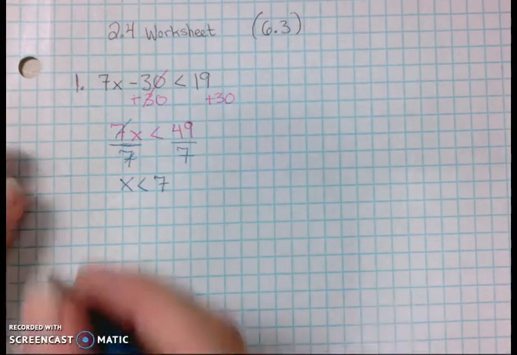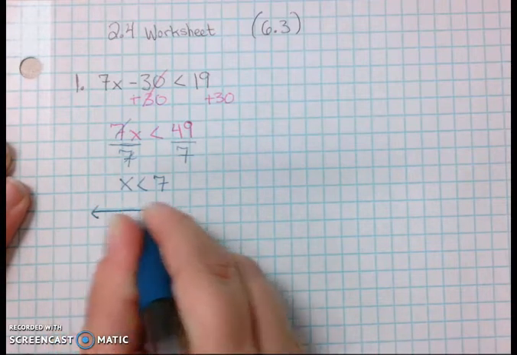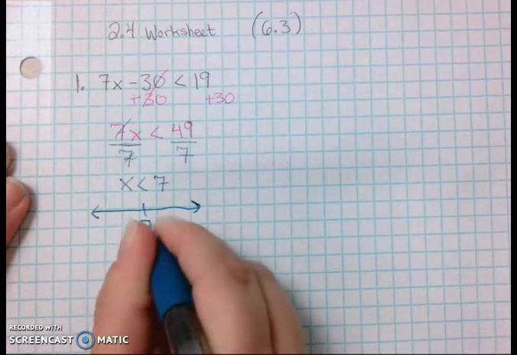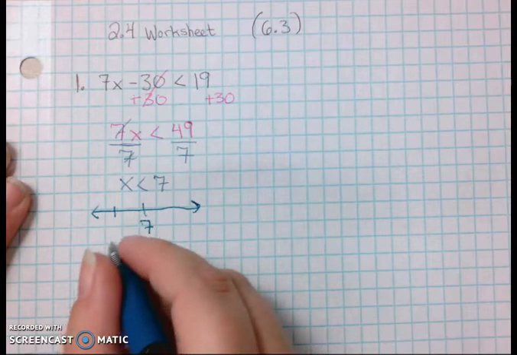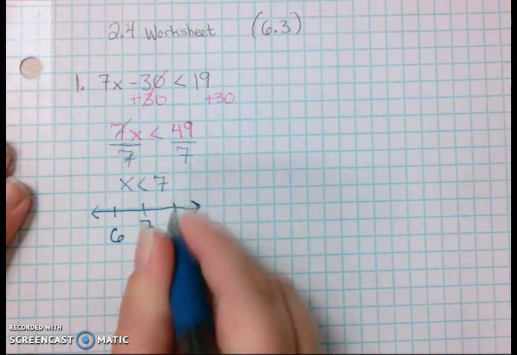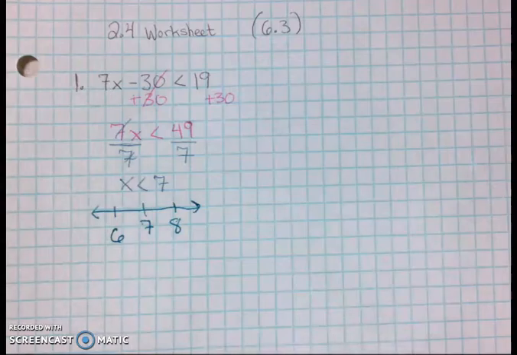Alright, so now we're going to graph this on our number line. So put the 7 right in the middle, and then give me one number smaller. I'm using graph paper. I should use the graph paper lines. I'll start doing that from now on.